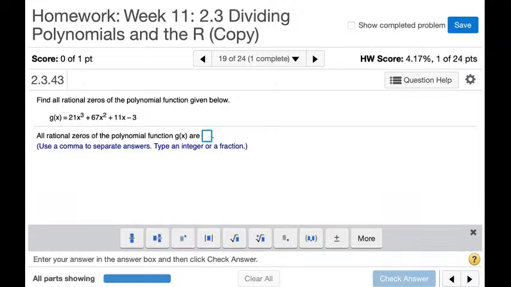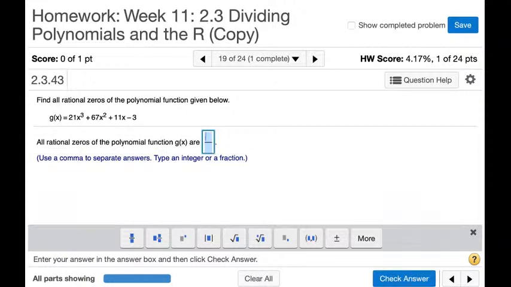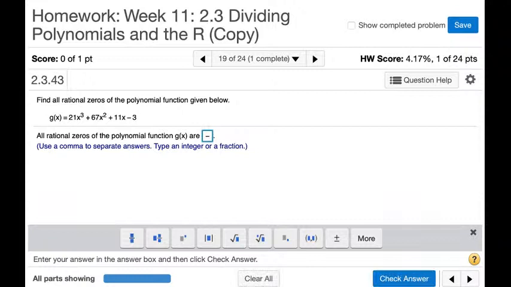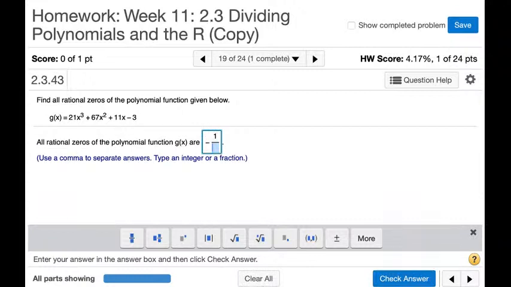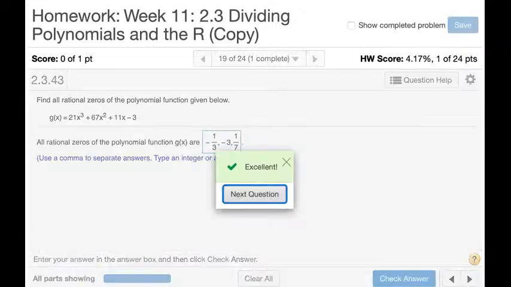We should have 3 or no more than 3. Negative 1 by 3, comma, negative 3, comma, 1 by 7. See that fine? Okay. Hit enter. Okay. Let's do one more good one and then we'll call it a day.